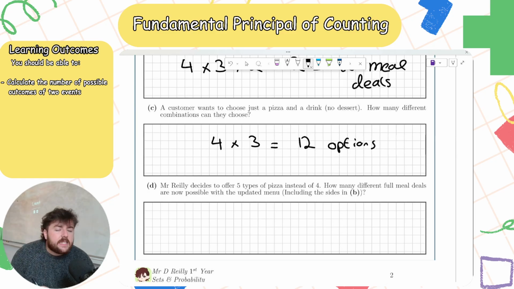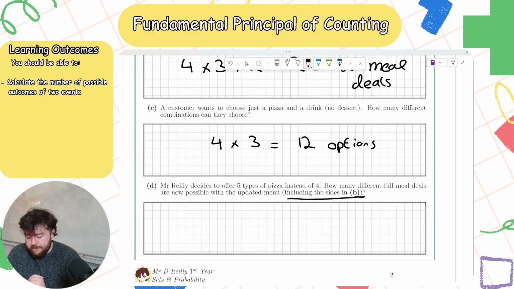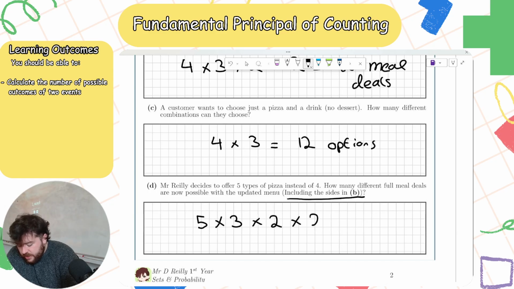And finally, Mr. Riley decides to offer 5 types of pizza instead of 4. How many different full meal deals are now possible with the updated menu, including the sides in part B? So now I have 5 pizzas, 3 drinks, 2 desserts, 2 sides. So my answer here is 60.